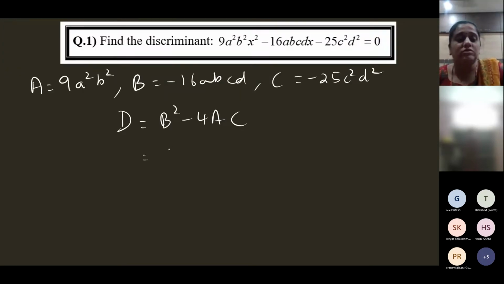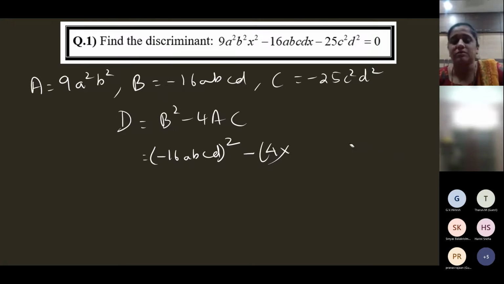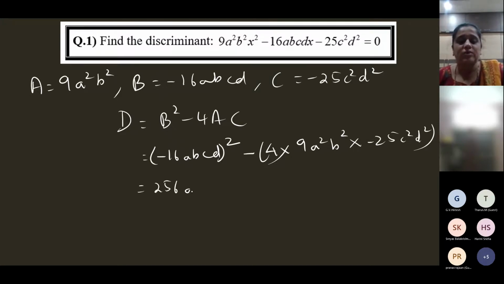So what's B square? If you write minus 16abcd square, you're wrong. This is not B square. B square is whatever is B, the whole thing should be squared. So that means minus 16abcd whole square, minus 4 into A into C, 4 into 9a square b square into minus 25c square d square. So what is this? 256 a square b square c square d square. Don't forget that minus. Please work this out for me.